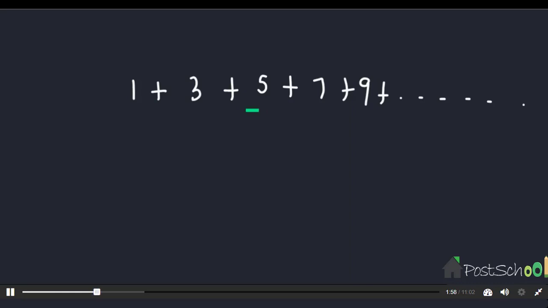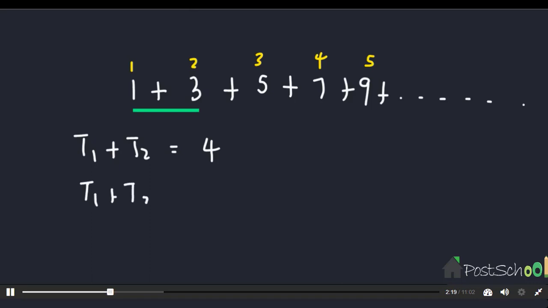Okay, so when I'm adding the first two terms, the first term and the second term, so that would be T1 plus T2, I'm going to get 4. Okay, just adding T1 and T2. So this is T3, 4 and 5. Now when I'm adding T1 plus T2 plus T3, which means I'm adding the first three terms of this series, I'm going to get 1 plus 3 plus 5, which is going to give me 9.